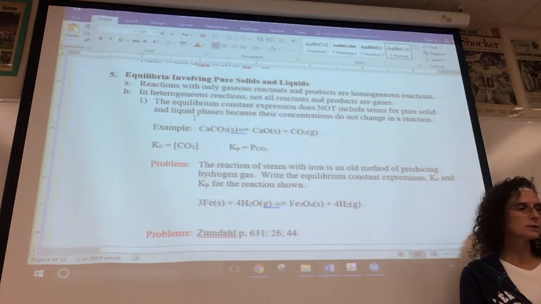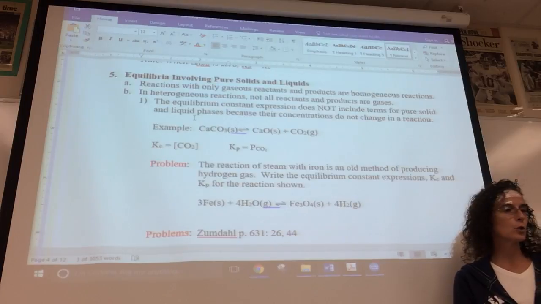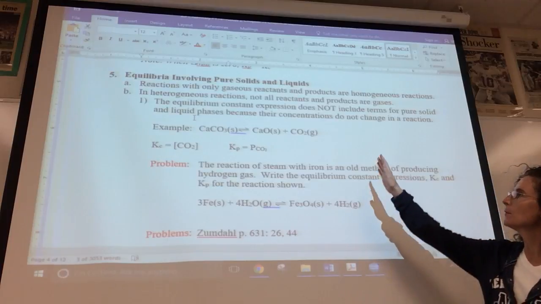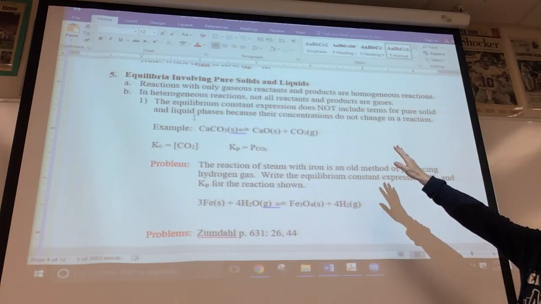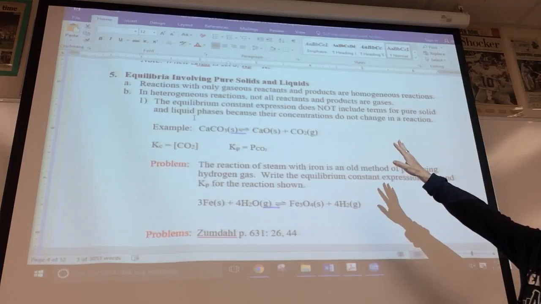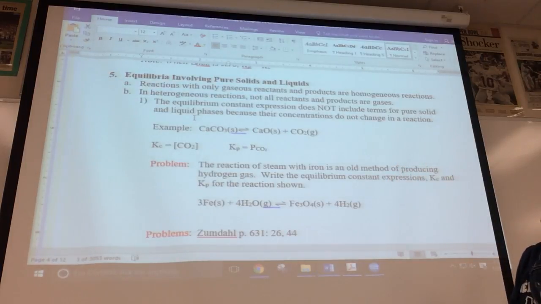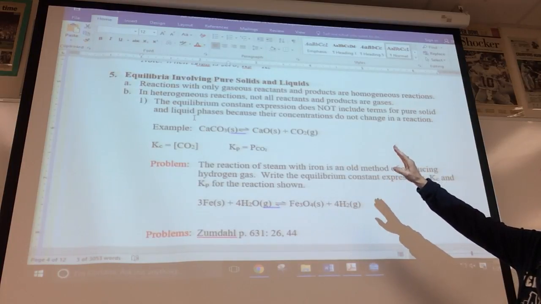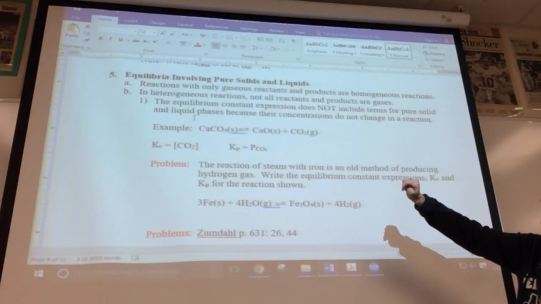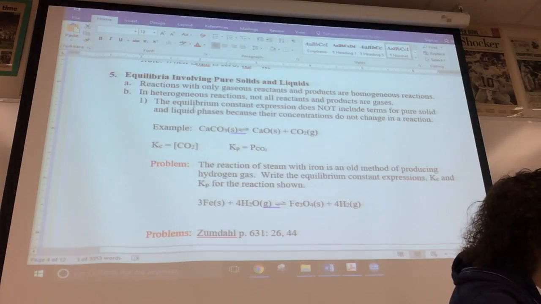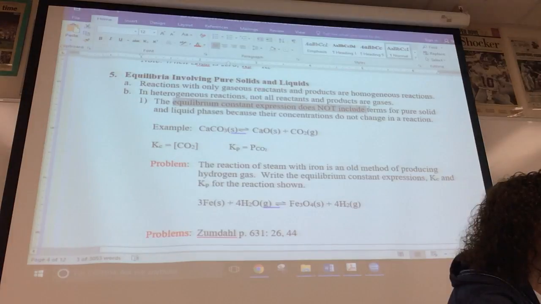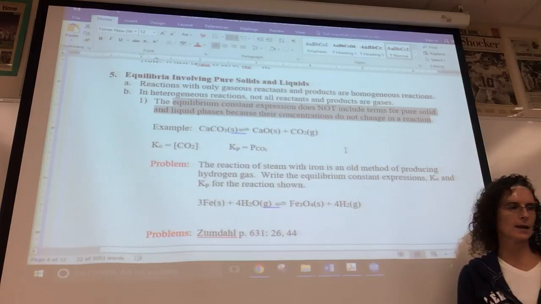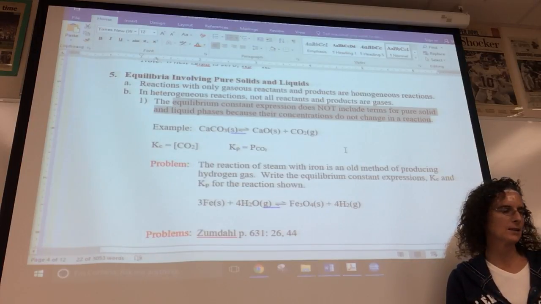Equilibria involving pure solids and liquids, and this is going to come back to your question that I said we would address in more detail. If you have a reaction in which only gaseous reactants are present, you have a homogeneous reaction. If not all the reactants and products are gases, you have what's known as a heterogeneous reaction. Equilibrium constant expressions do not include solids and liquids because their concentrations do not change in a reaction, which is what I had stated earlier.